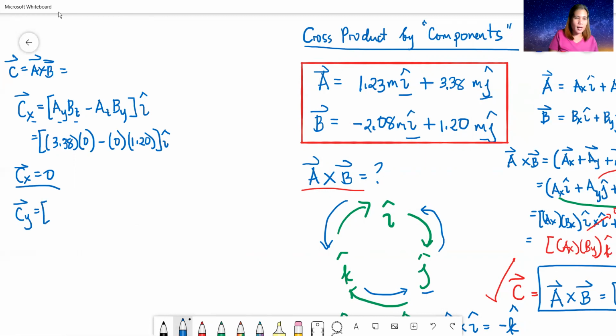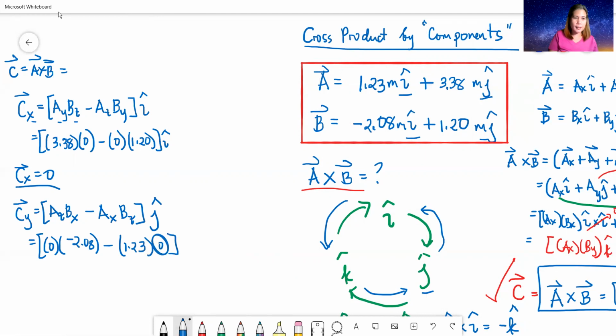CY, so Y, ang susunod ni Y is Z, and then babalik sa X, minus, reflection, AX, BZ, and then unit vector J hat. Let's plug in the values. AZ is 0 ulit, BX is negative 2.08. So, ang kalaban natin dito is carelessness, no? If in case nagkamali tayong mag-plug in. So, we are still expecting that it has no component in the Y. So, this is still 0.